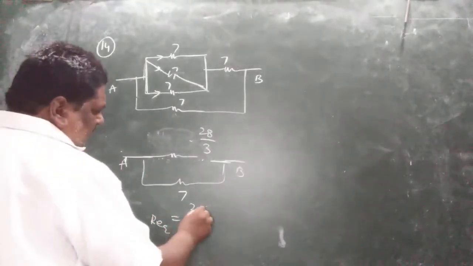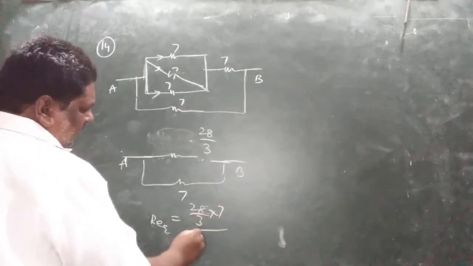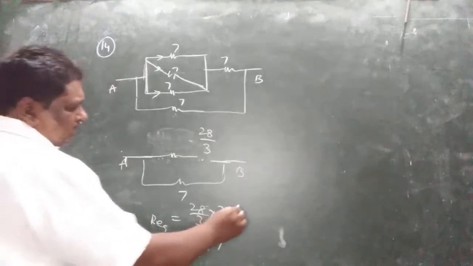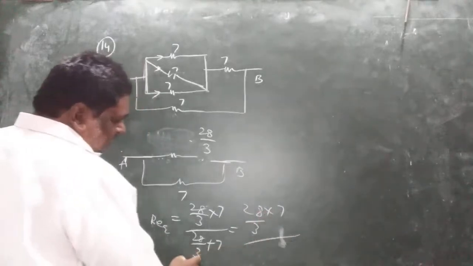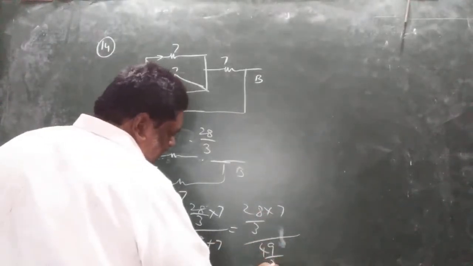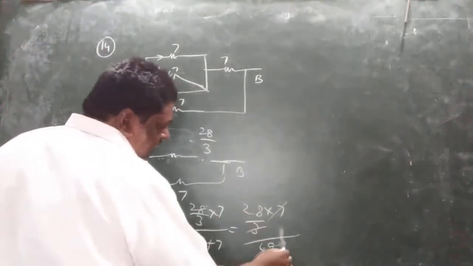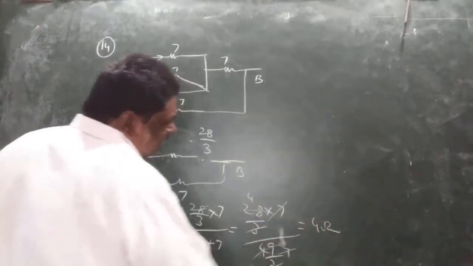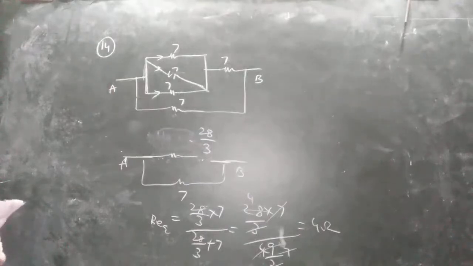28 into 3 by... 28 by 3 into 7 by 28 by 3 plus 7. This is equal to 28 by 3 into 7 by 21 plus 28, 49 by 3. 3 cancelled. 7 times 7, 4 times. So 4 ohms is the equivalent resistance. See what is the option. First option.